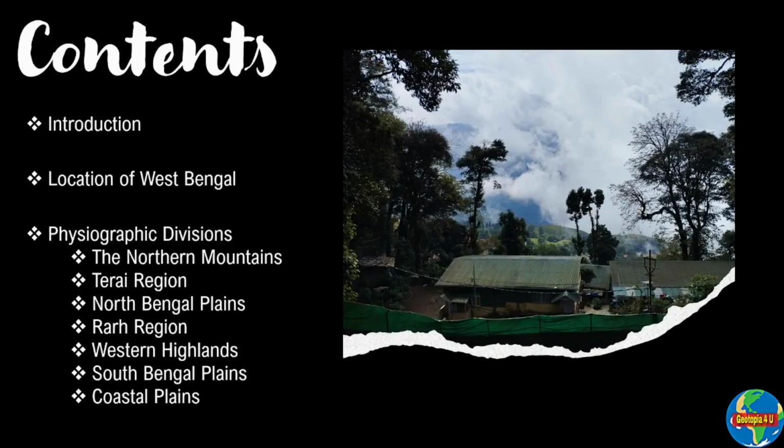In this video, we will first have an introduction to where West Bengal is located, and we will also learn about the districts of West Bengal. After that, we will have a look at the various physiographic divisions of West Bengal, which includes the northern mountains, the Tarai region, the North Bengal plains, the Rar region, the Western highlands, the South Bengal plains, and lastly, the coastal plains.